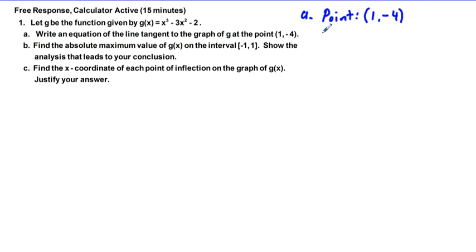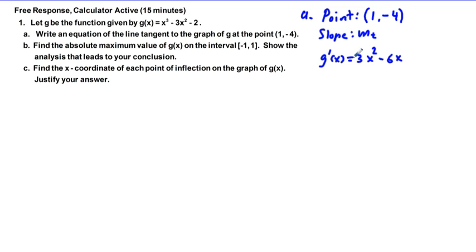And the second thing we're going to need is a slope, which we're going to call m sub t. And to find the slope, we're going to need to take the first derivative of this function here. So we'll say g prime of x, which is the first derivative, is equal to 3x squared minus 2 times 3, which is 6x, and the derivative of negative 2 is 0.